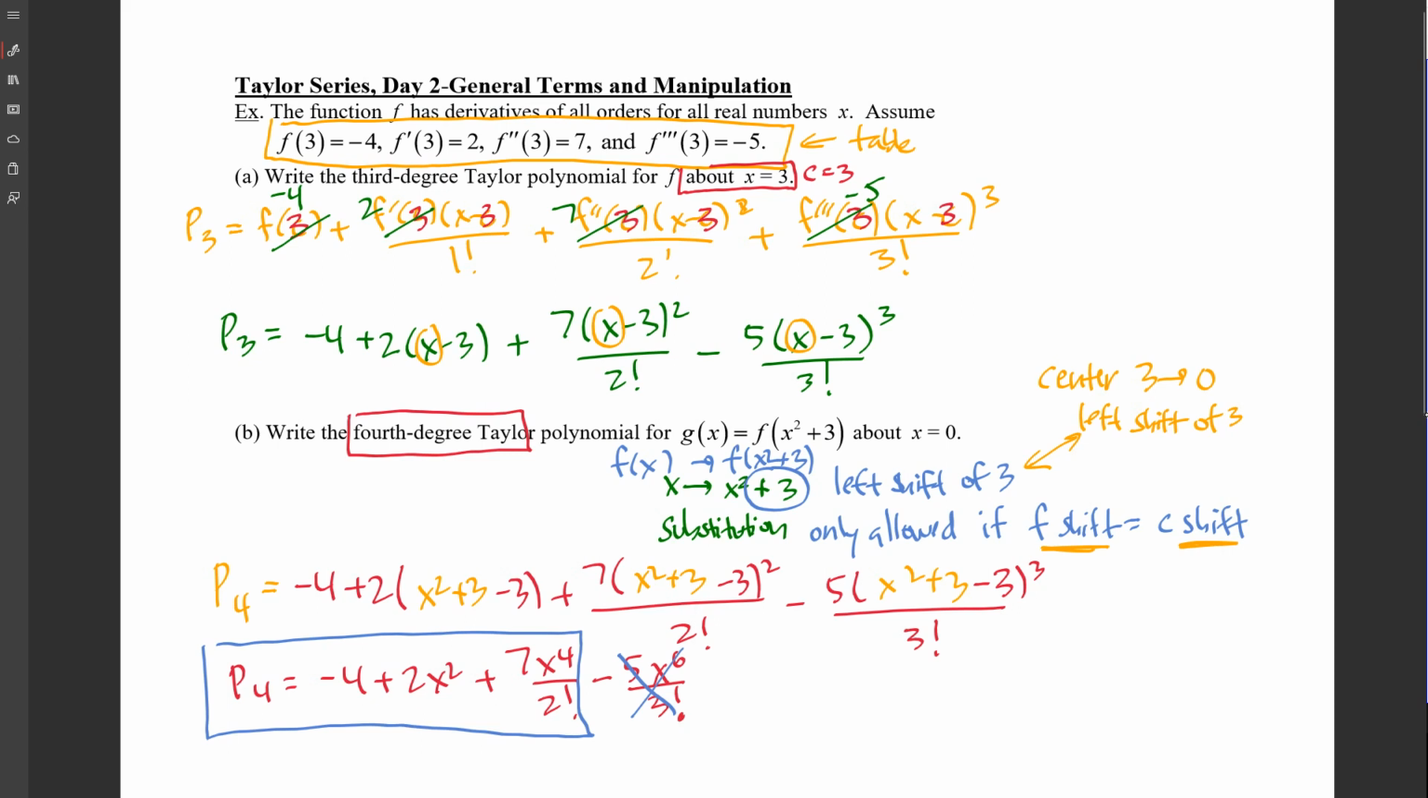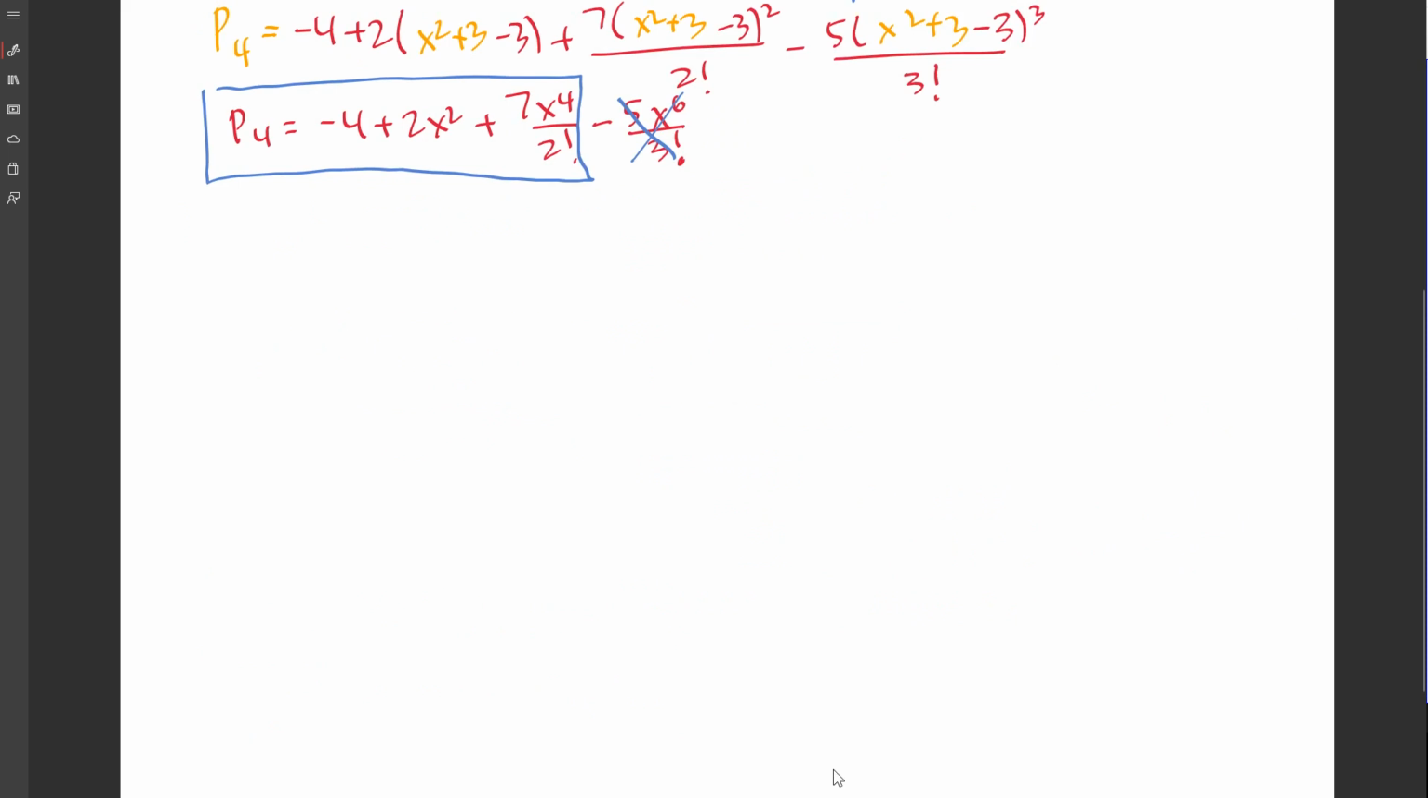We learned that if you have a function, you know its Taylor series, okay? If you want to do a substitution, if you want to replace every x with something else, like x squared plus 3, you're allowed to do that in the Taylor series, okay, if your F shift and your C shift are the same. Let's talk a little bit more about shifting.